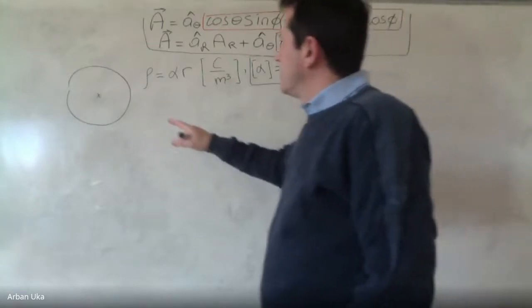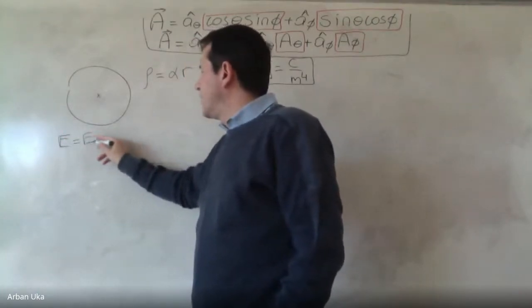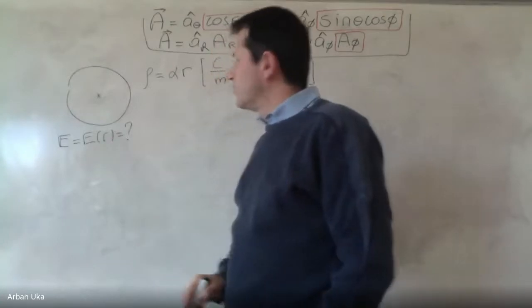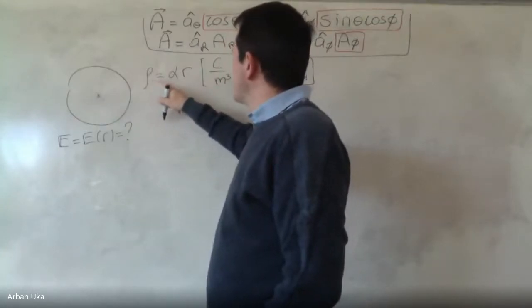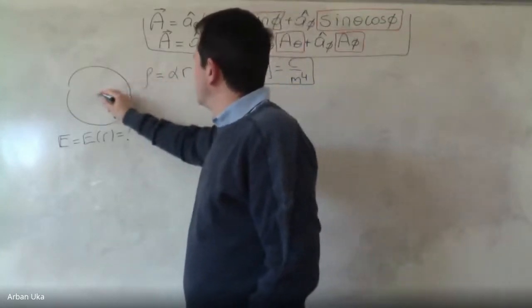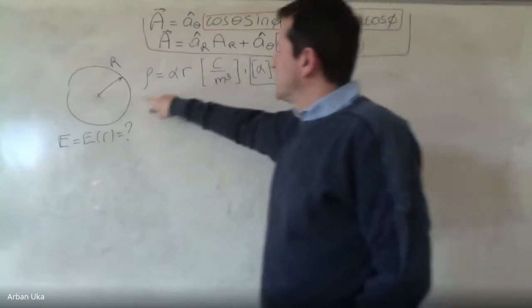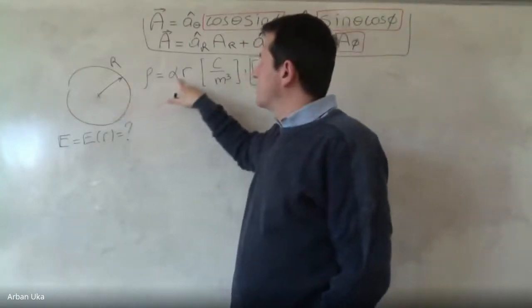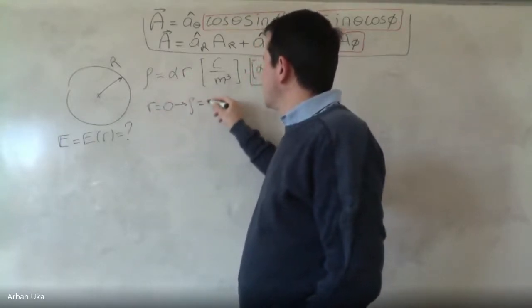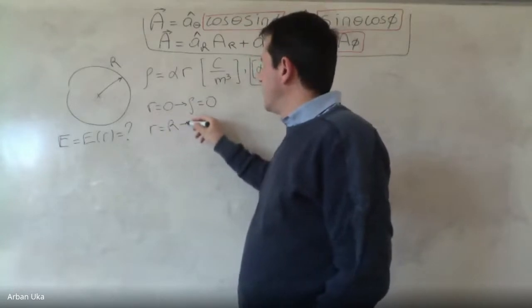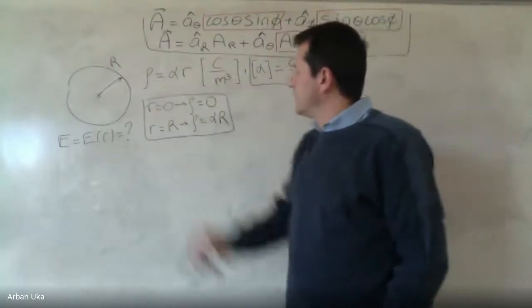Let's move on. So the question is this: find E equal to E(R). So we want to know what is the electric field as a function of R, starting from here up to infinity. This is the charge density of the sphere as a function of r. Apparently, the charge density at the origin is equal to zero, because that's when the radius is zero. So when r is equal to zero, rho is zero. When r is equal to capital R, the charge density is equal to alpha R. Okay? So this is how the charge density changes.